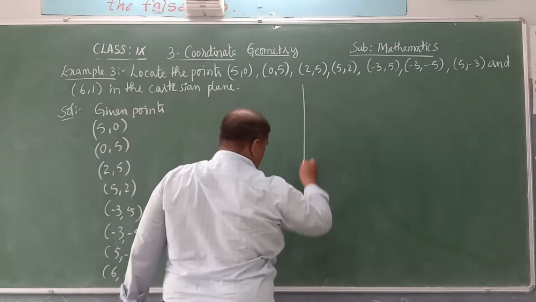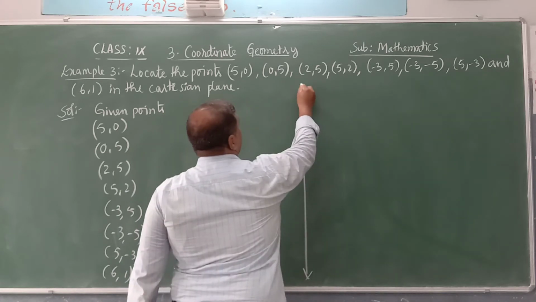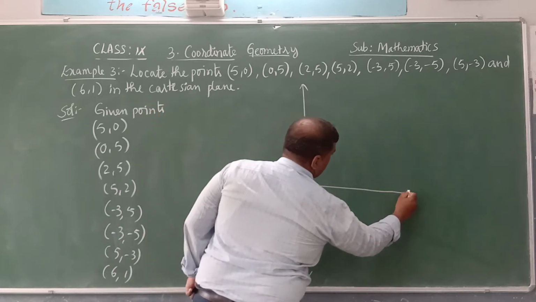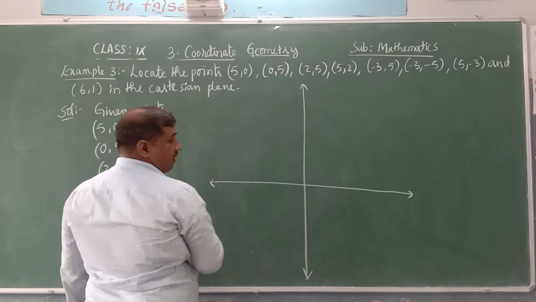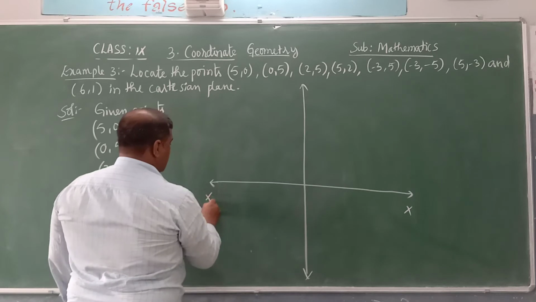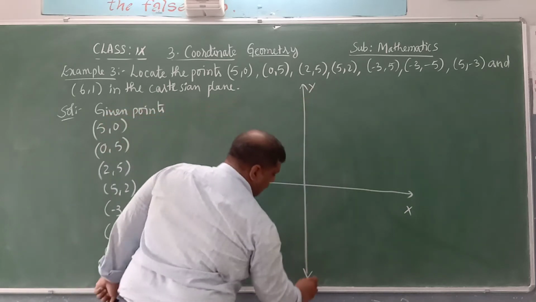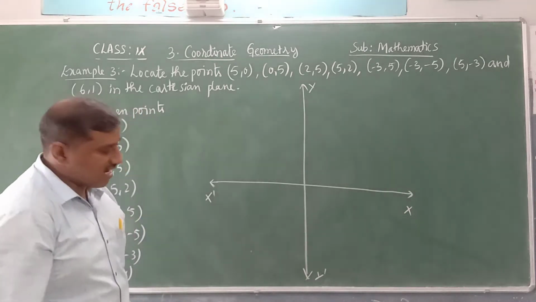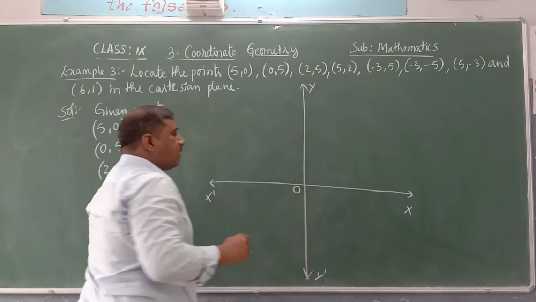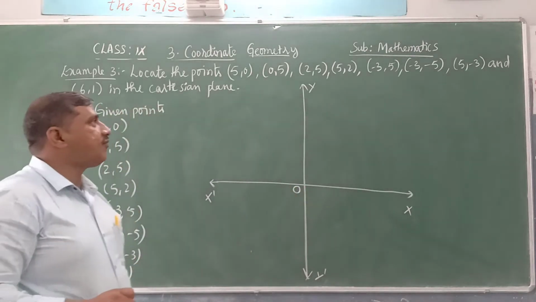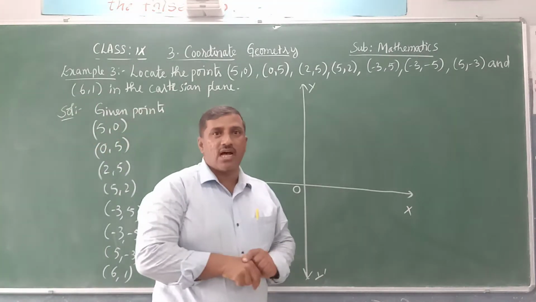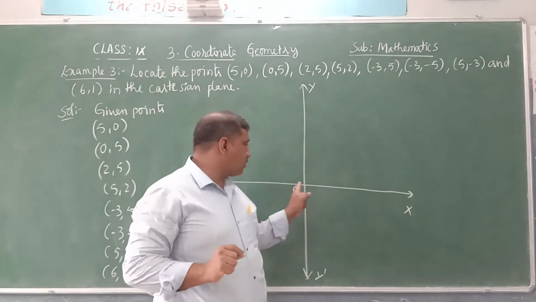So for that, draw 2 lines, one vertical line and one horizontal line. What do we call the horizontal line? It is x and x dash. Vertical line is known as y and y dash. Now they intersect each other at a point. That point is called the origin, and we represent that with O. O represents the origin. That is the point of intersection of the two axes, and what are its coordinates? (0, 0). So this value is 0.